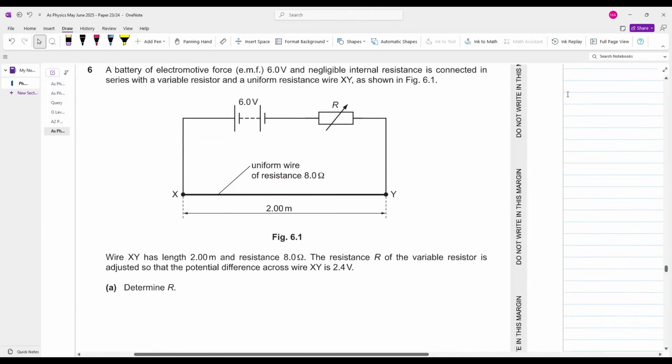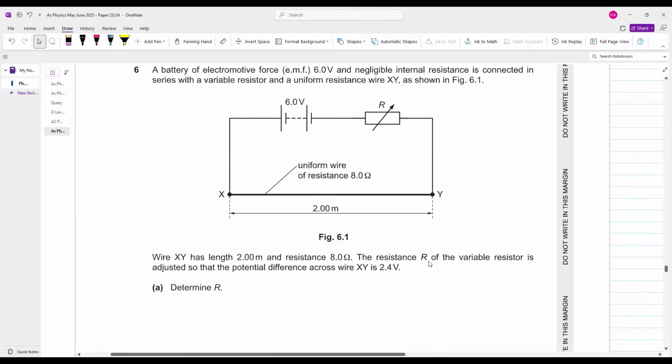Okay. A battery of electromotive force 6 volts and negligible internal resistance is connected in series with a variable resistor and uniform resistance wire XY as shown in figure 6.1. The wire has a length of 2 meters and a resistance of 8 ohms. The resistance R of the variable resistor is adjusted so the potential difference across wire XY is 2.4 volts. Determine the resistance R.